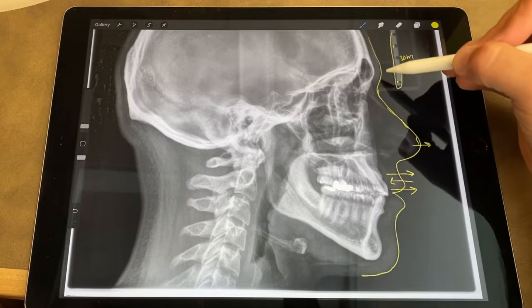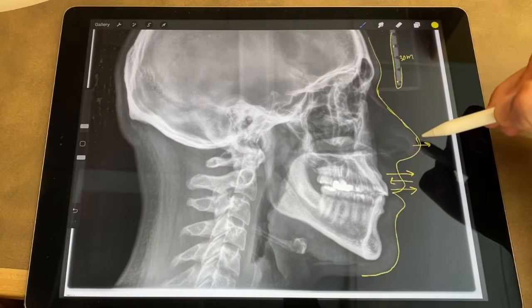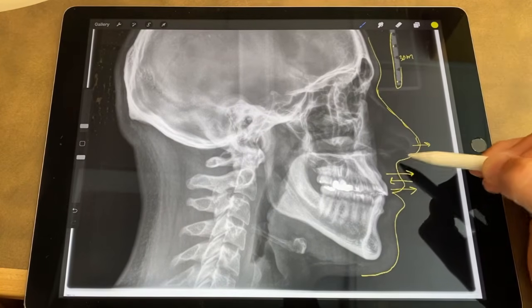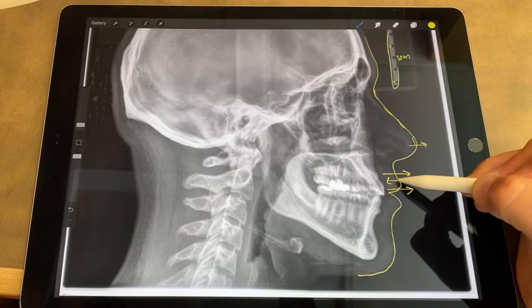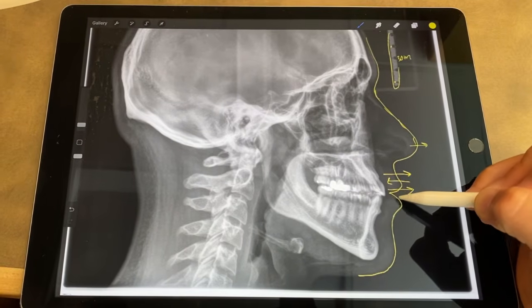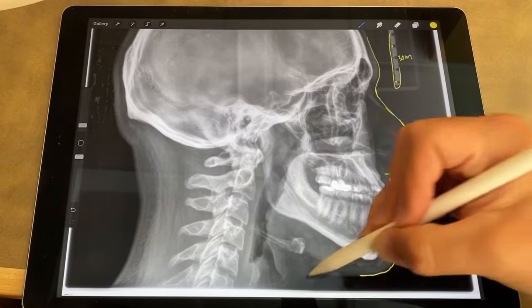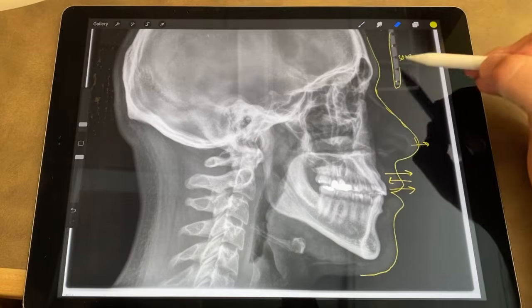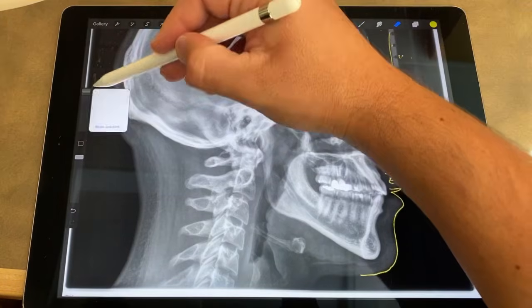Again, it's the forehead, the nose, bridge of nose, tip of nose, soft tissue subnasale and soft tissue A point, upper lip right there, lower lip, all the way down to the neck throat point. So I'll go ahead and erase all of that there.